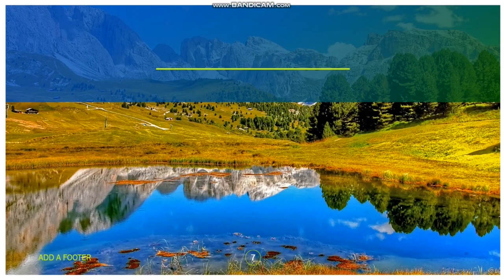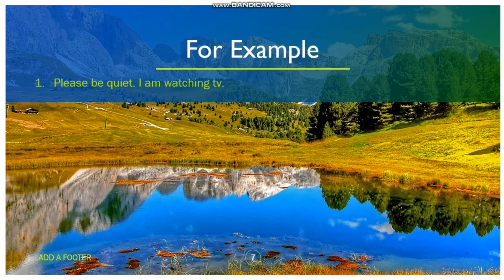Now we will discuss examples of all these uses of present continuous tense one by one. The first example is: please be quiet, I am watching TV. This is talking about an action that is in progress. A person is watching TV and someone is making noise, so he replies in such a way: please be quiet, I am watching TV.